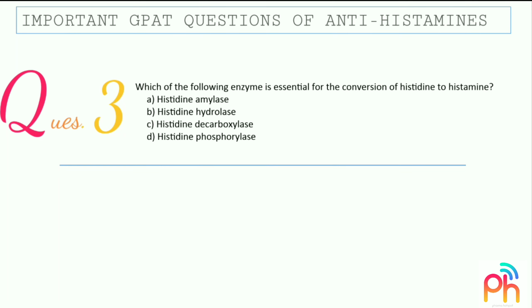The question number 3 is, which of the following enzyme is essential for conversion of histidine to histamine? So the options are histidine amylase, histidine hydrolase, histidine decarboxylase, histidine phosphorylase. So these are the four types of enzymes. So you have to find out which is the correct one. So you have the 10 seconds.